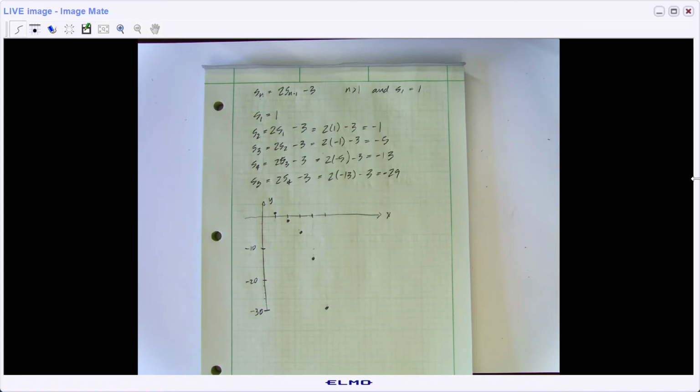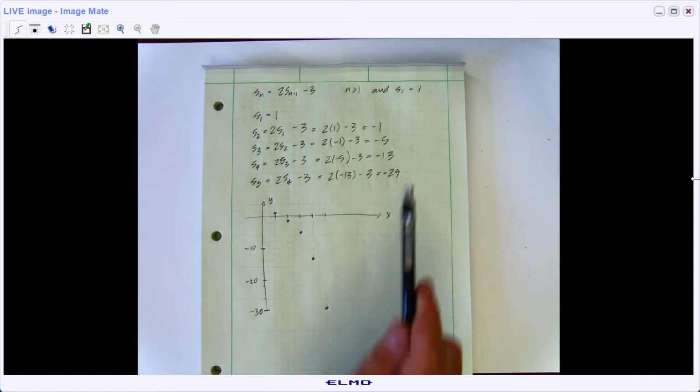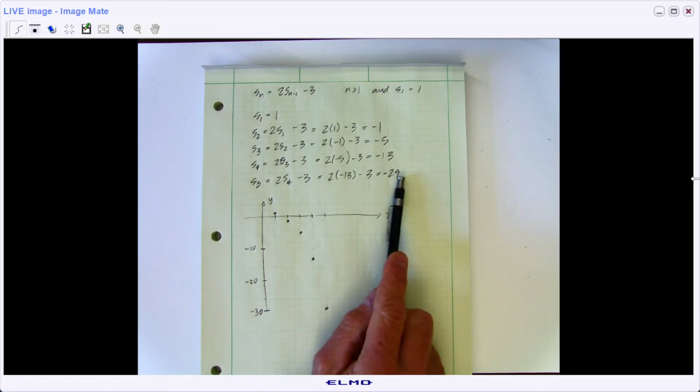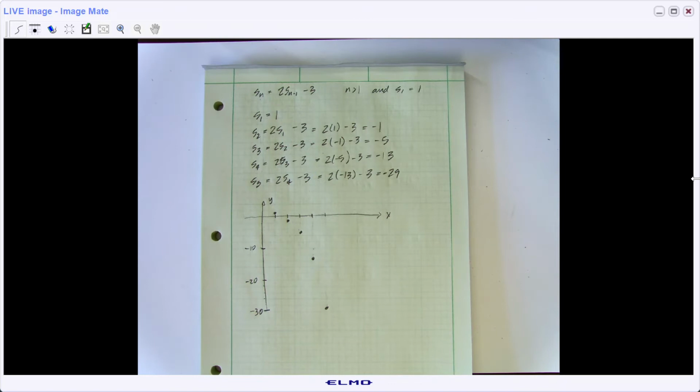In fact, it seems to be blowing up, I guess, in a negative sense, going to negative infinity. And you can kind of feel that, right? Each time we're going to take some negative number and multiply it by 2 and subtract a small amount from that, 3, right? So it feels like what's going on here is something a little different than the linear examples that we've seen in the past.